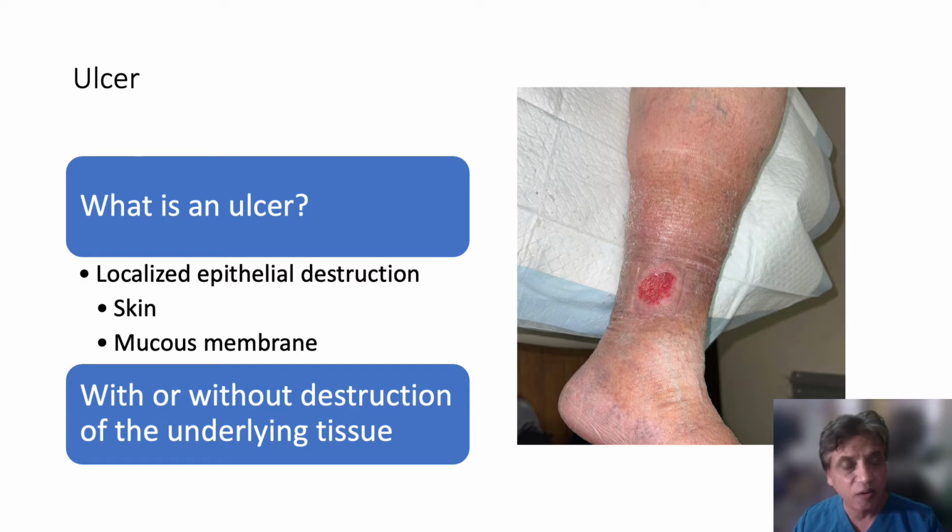Similarly, the lining of your mouth, the outermost layer is the mucosa. If the mucosa is violated or there's a localized destruction in the mucosa, one develops a mouth ulcer.